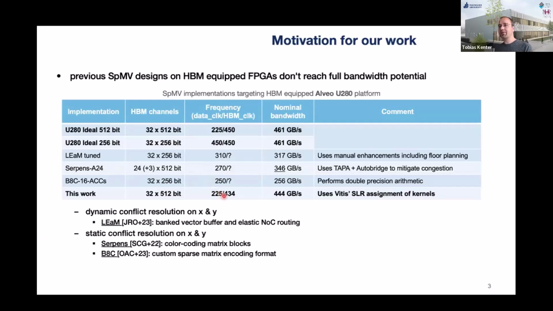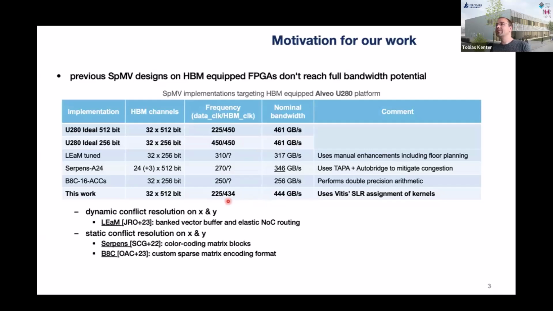And finally, in this work, we will present an approach to reach 225 megahertz on the 512-bit memory interface, which almost gives us a nominal peak bandwidth, but it falls slightly short of this because the HBM clock doesn't come in at 450 megahertz, but at 434.